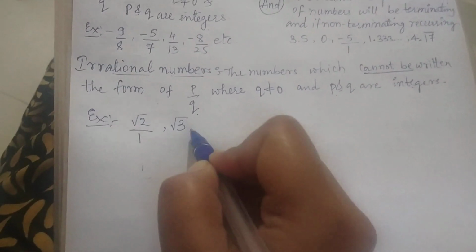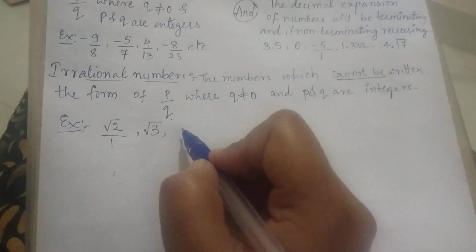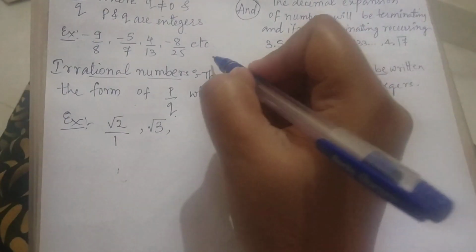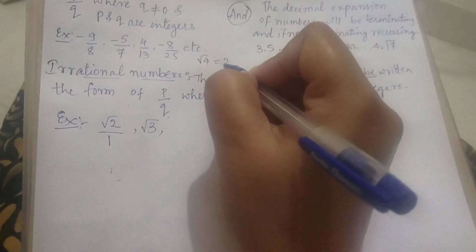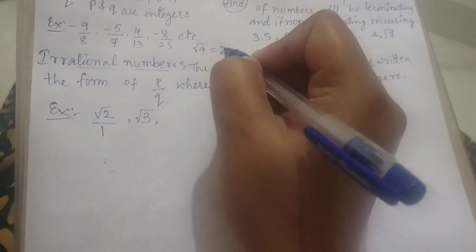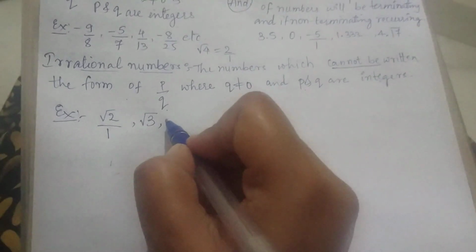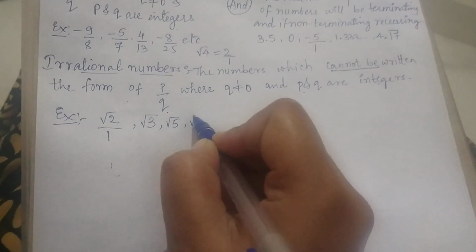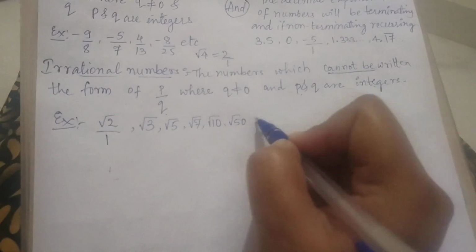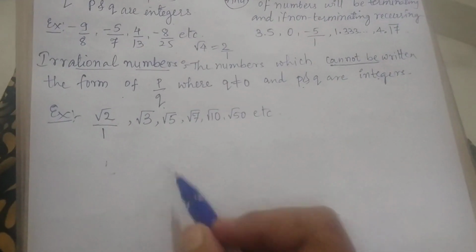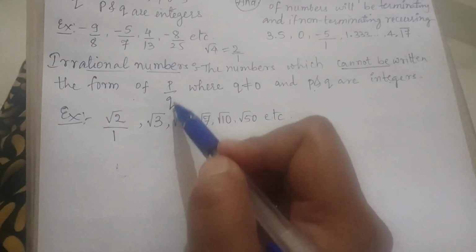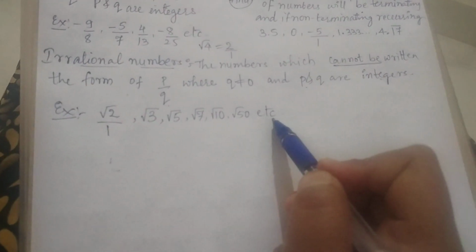Similarly, we can take root 3. Can we take root 4 here? Root 4 we cannot take because root 4 is equal to 2, and 2 is a rational number which can be written in the form of p by q, where 2 is an integer. So we can continue with root 5, root 7, root 10, root 50 and many more. This is according to the first definition, that the numbers which cannot be written in the form of p by q, we say that they are irrational numbers.